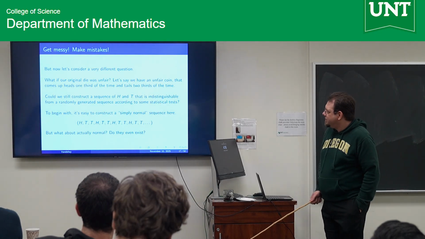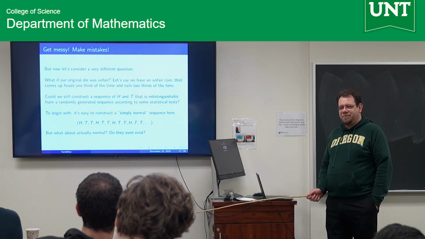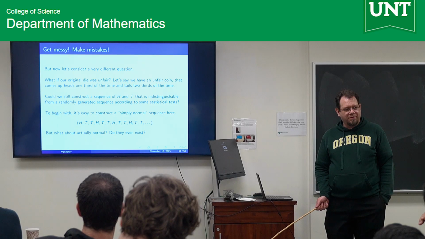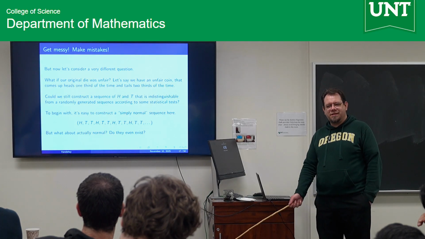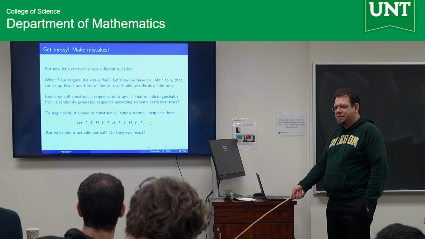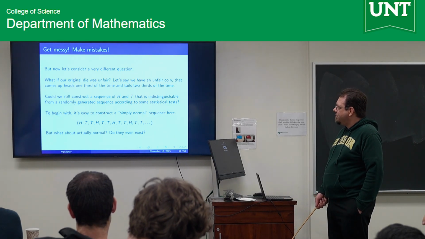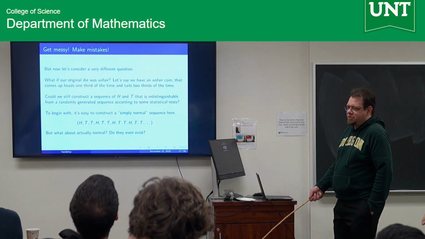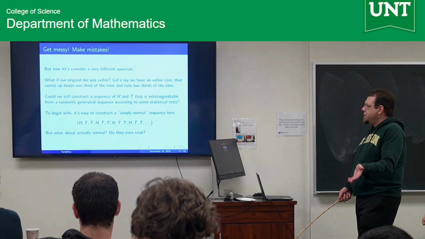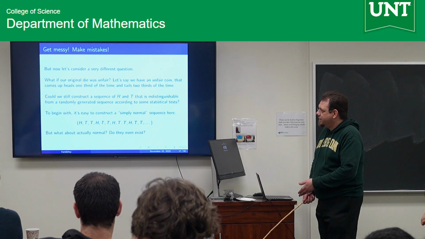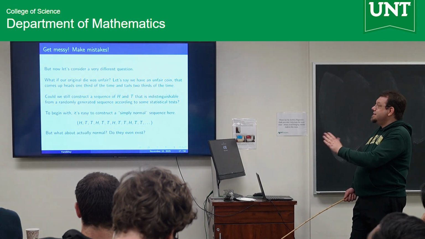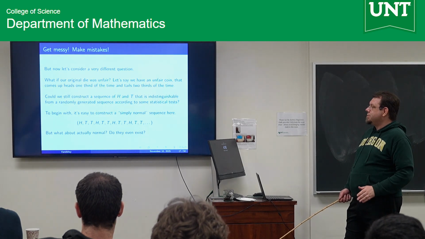But now, here's where I want to make things a little bit different. What if my die was actually unfair? What if I want to test for that unfairness? What if I want to do random testing to check that that's actually working that way? So let's suppose, just a simple example, let's say we have an unfair coin that comes up heads 1/3 of the time and tails 2/3 of the time. Could you still construct a sequence of H's and T's that is indistinguishable from a randomly generated sequence according to some statistical tests?